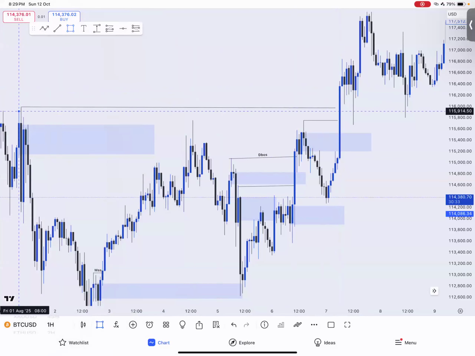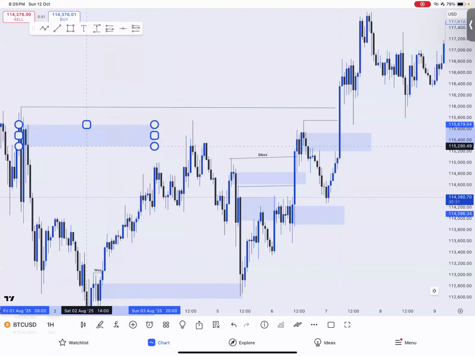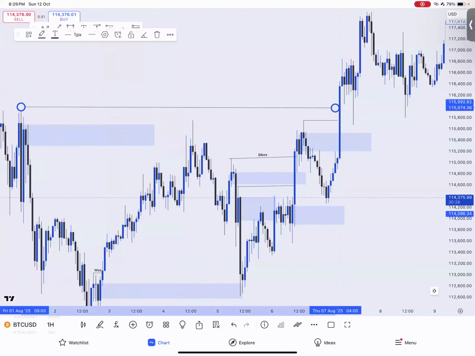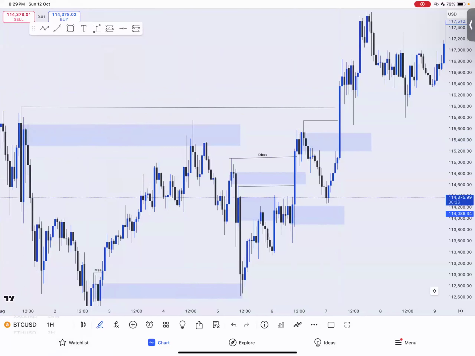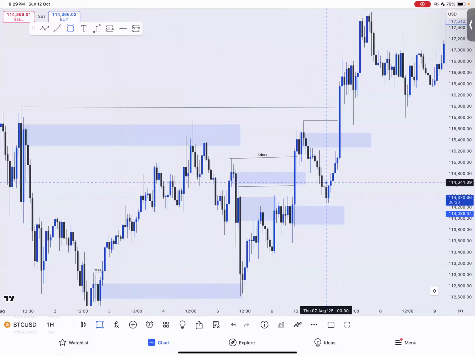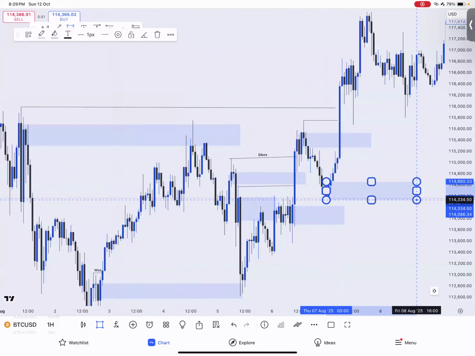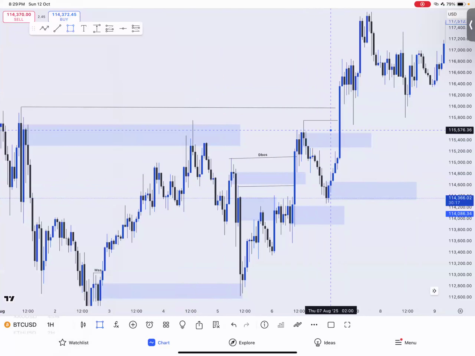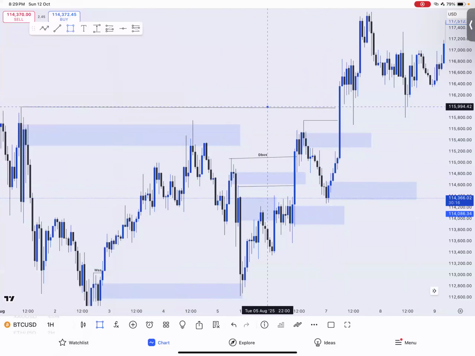This high was taken out, so the body of the high here becomes a breaker block. This high was also taken out, so the body of this high also becomes another breaker block. Then finally, we have the other block that actually triggered the move to happen. So we have one, two, and three points of interest.